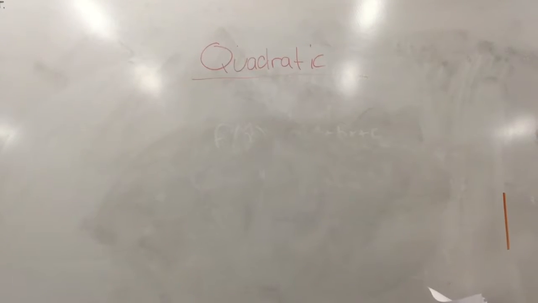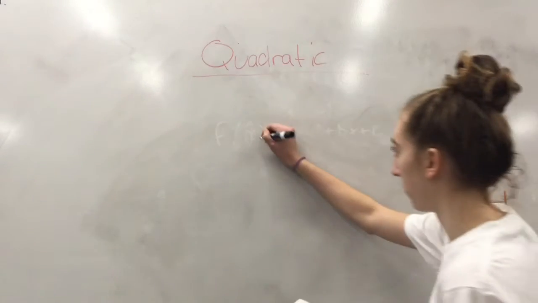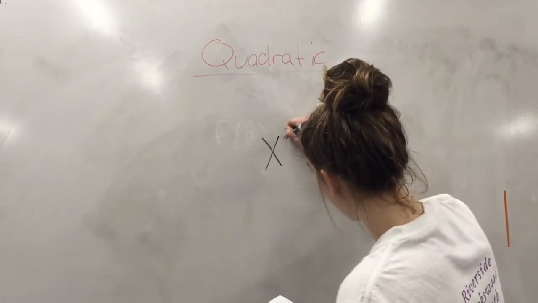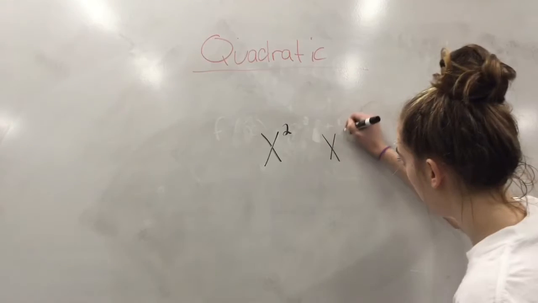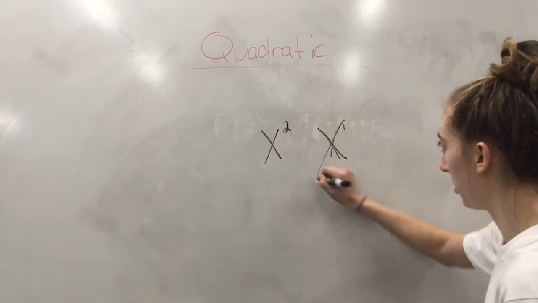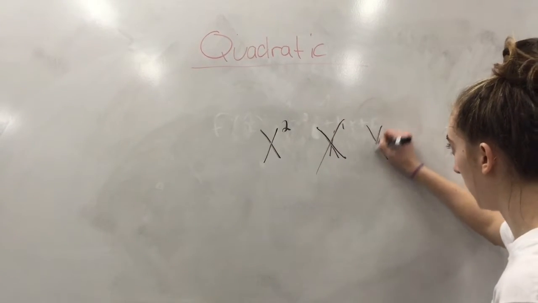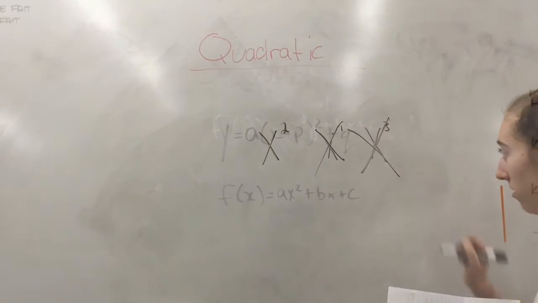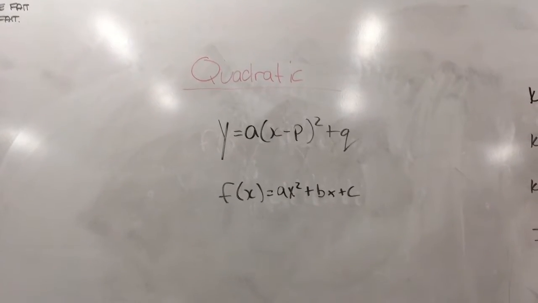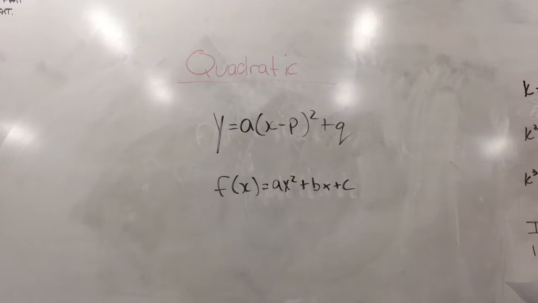Then a quadratic function always has to be to the power of 2. It can't be any more or less, otherwise it's no longer a quadratic function. So if we had x to the power of 1, it would not be a quadratic, it would be linear. And if we had x to the power of 3, it would not be quadratic either because it's not to the power of 2. When graphing a quadratic function, you must use the form y equals a(x minus p) all squared plus q.